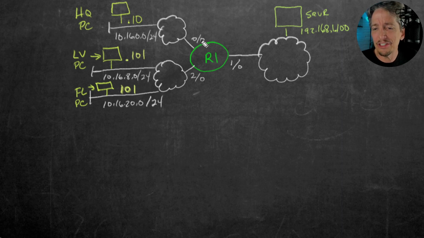It's just that off of 0/0 on R1, it has reachability to a network called 10.16.0, and that's where Larry's computer is. I'll put a little L there for Larry. And off of Gig 2/0, it has reachability to a Las Vegas network, which is 10.16.8. And it also has access to a network in Florida. I know those are geographically pretty separate, but with WAN technologies, it's possible. So we have a network of 10.16.20.0 with a .101 for a Florida device. And these are all considered, on this left-hand side, to be the company's networks.